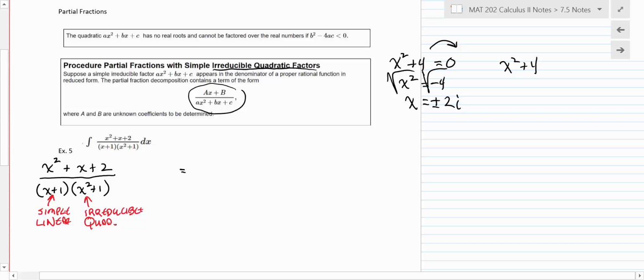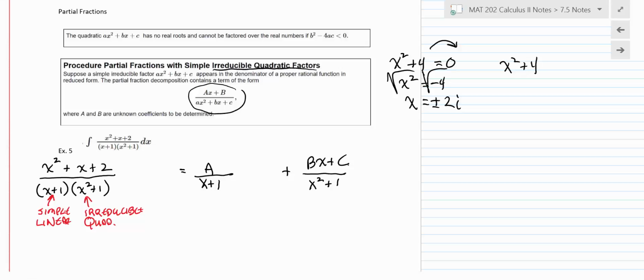So when you set this up, the first thing you do is put a over the linear factor. Then you want to have a gap here. Then what you put on top of the irreducible is the form ax plus b. Now you already used a, so go to bx plus c. That's the setup, so that's different now. Everybody with me on that? Anytime you've got a quadratic factor that's irreducible, you've got to have a bx plus c format like that. Now the rest of it's the same.